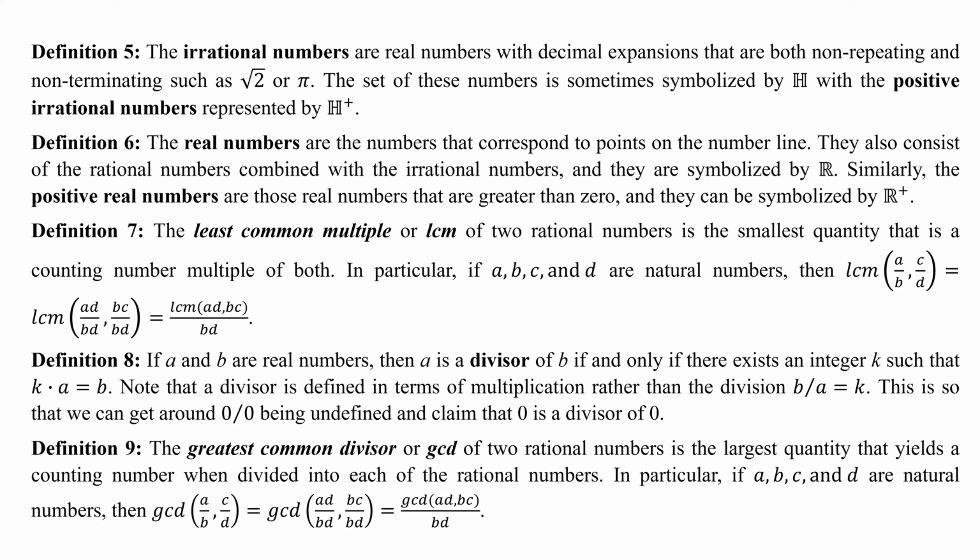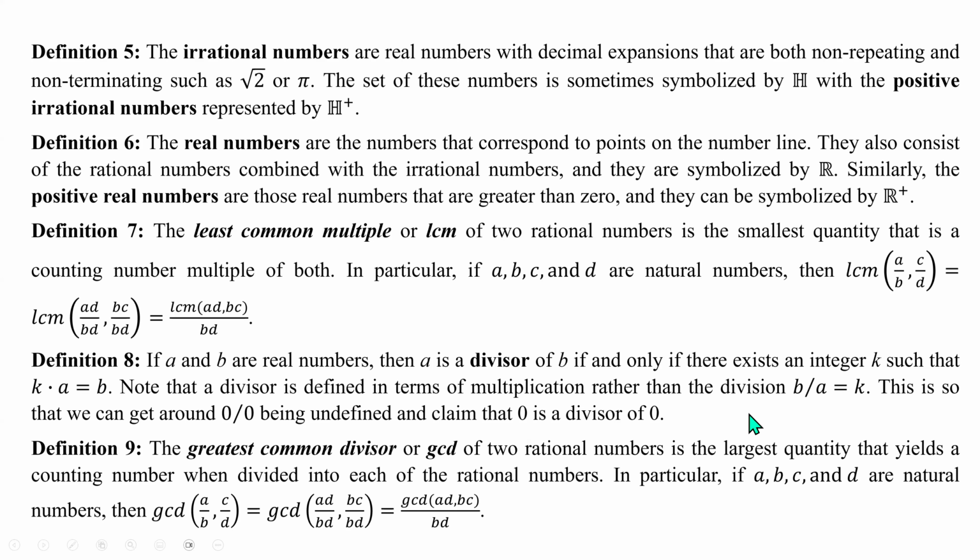Definition 9. The greatest common divisor, or GCD, of two rational numbers is the largest quantity that yields a counting number when divided into each of the rational numbers. In particular, if a, b, c, and d are natural numbers, then the greatest common divisor of the fractions a/b and c/d is equal to the greatest common divisor of ad/bd, bc/bd. You just write those fractions with a common denominator, and then that is equal to the greatest common divisor of the two numerators divided by that common denominator.